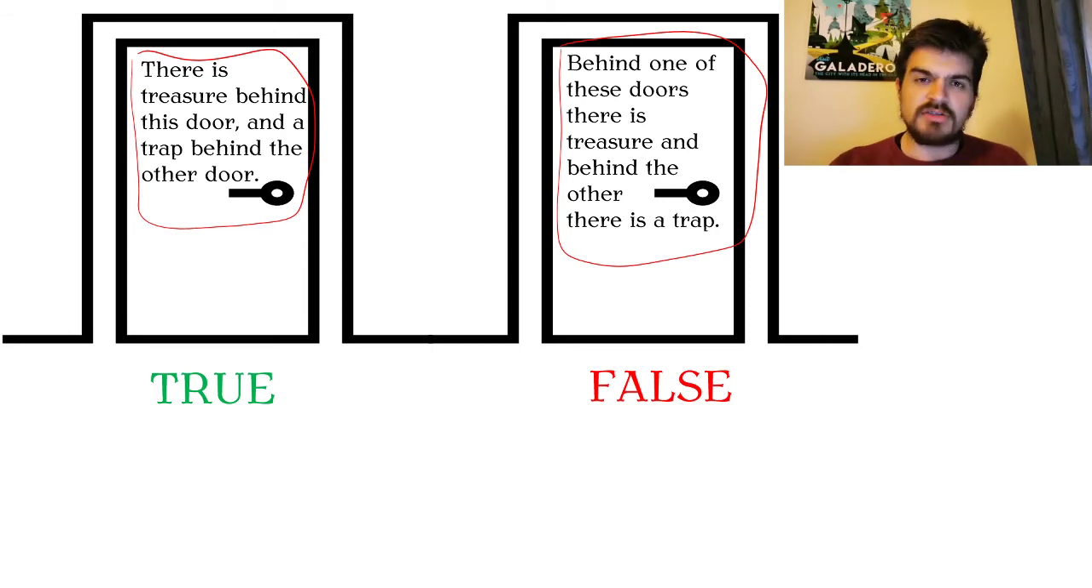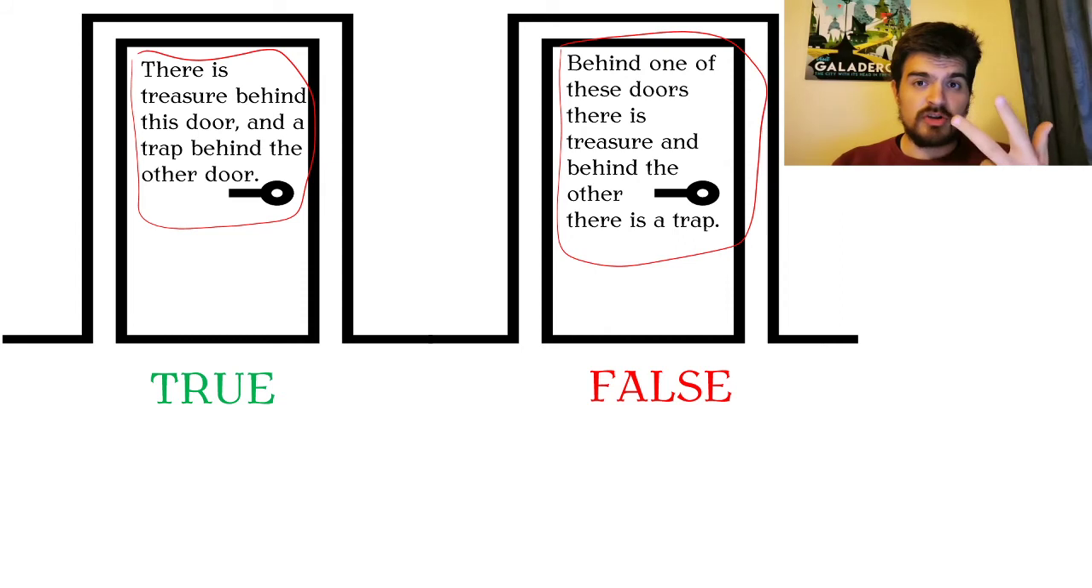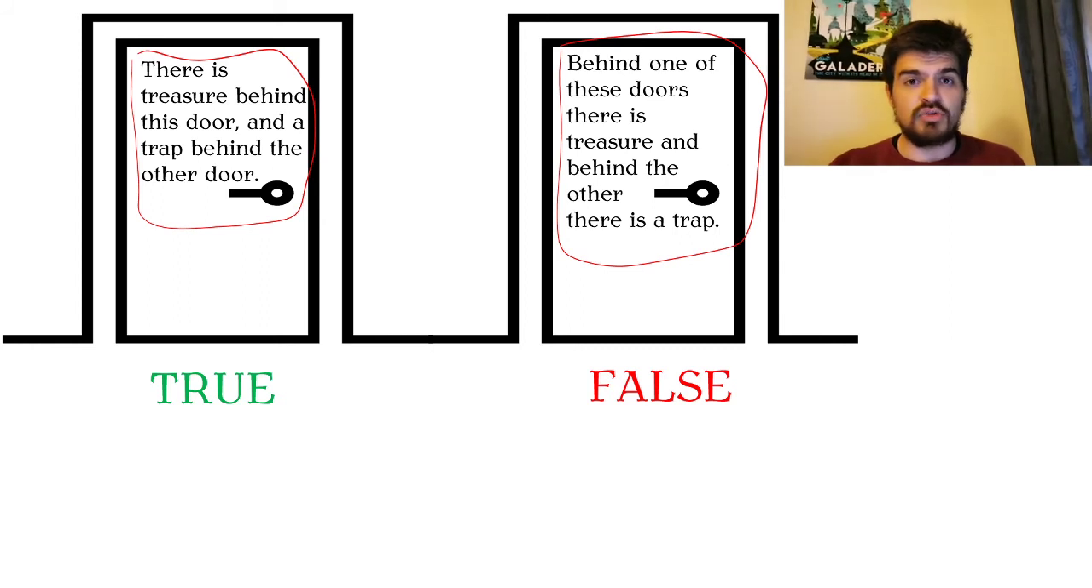If this statement is false, what does it mean? The statement says behind one of these doors there's treasure and behind the other one there's a trap. It doesn't say which one, but it says that there is one trap and one treasure. So in the beginning we had four possibilities: two treasures, two traps, trap-treasure, or treasure-trap. This just eliminates the two possibilities that there are two treasures or two traps.